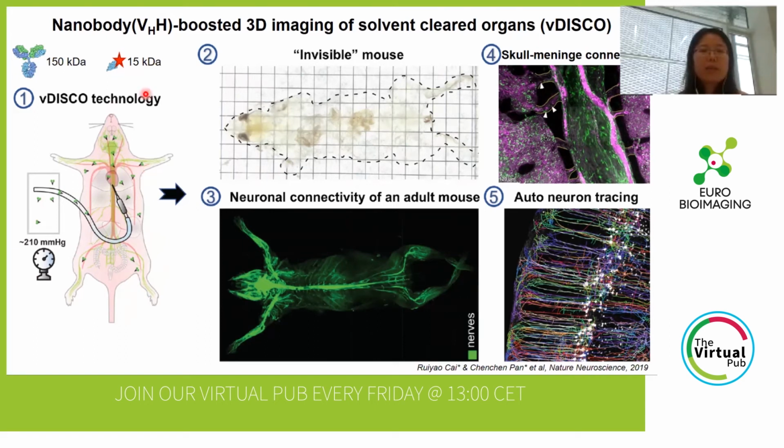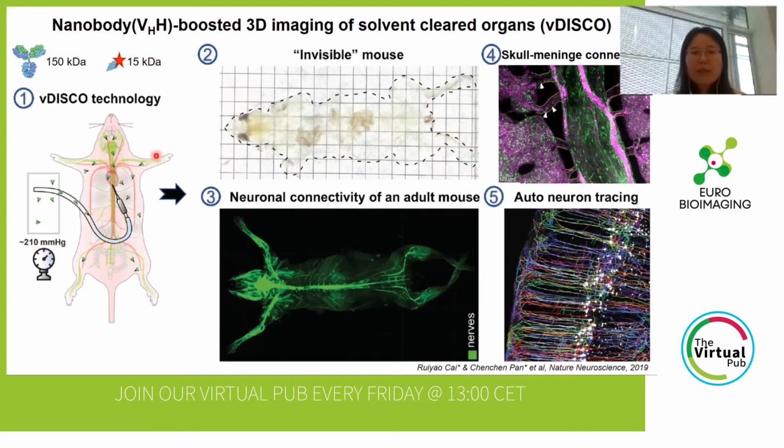We can also conjugate very stable and very bright chemical fluorophores to this nanobody, for example the Alexa dye or the Atto dye. With this method, we can generate a very transparent, basically invisible mouse. We can clearly see that the inner organs, even the bone marrow part, become very transparent. So through this transparent mouse, we can easily check the inner signal from the whole body of the mouse.